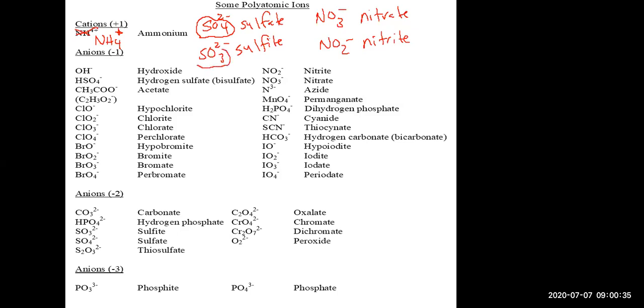Now, again, this SO4 2-, the 1 sulfur and 4 oxygens all stay together, has a -2 charge. The SO3 2-, the 1 sulfur and 3 oxygens all stay together, has a -2 charge. The only difference between these two is the number of oxygens. The one with the most oxygens ends in ate. The one with the least number of oxygens ends in ite. And we see that same pattern over here. 1 nitrogen, 3 oxygens with a -1 charge. 1 nitrogen, 2 oxygens with a -1 charge. The one with the most oxygens ends in ate. The one with the least number of oxygens ends in ite.